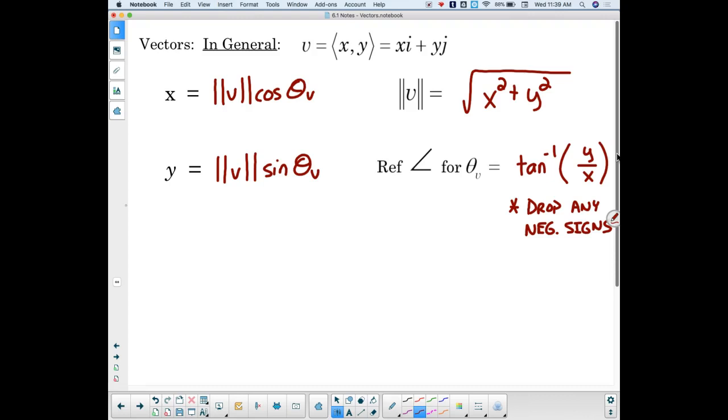Okay. That is crucial. Okay, that box that you just filled in, that's everything that you need to know in regards to vectors. Okay?